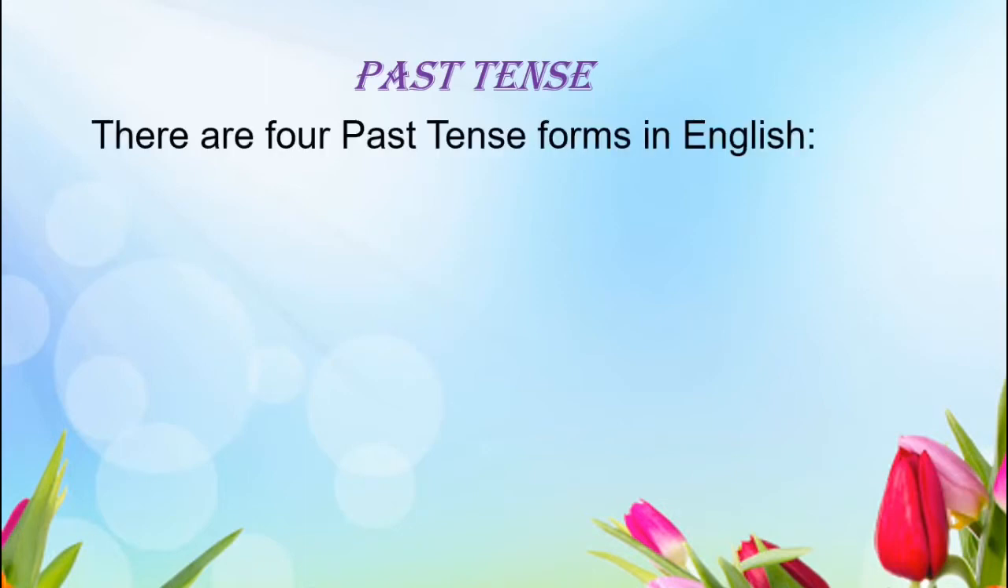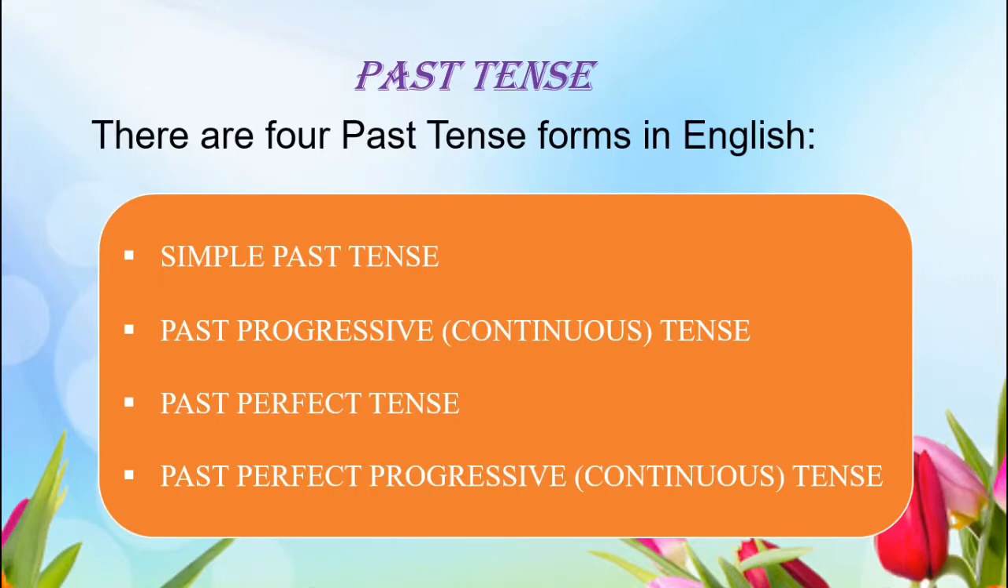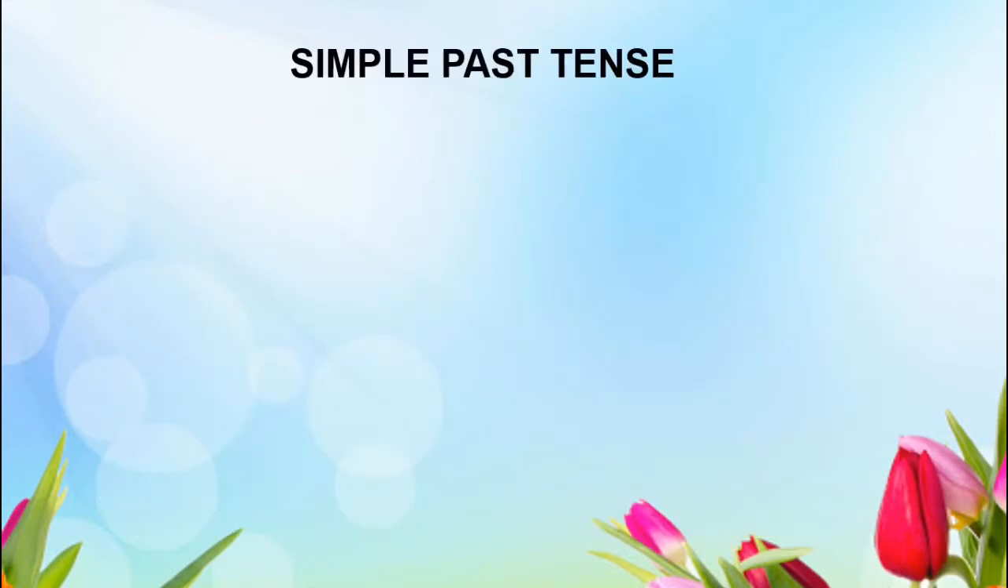As we know, there are four past tense forms in English. These are simple past tense, past progressive tense or past continuous tense, past perfect tense, and past perfect progressive tense or past perfect continuous tense. Simple past tense. Let's now understand the rule of writing a sentence in simple past tense.